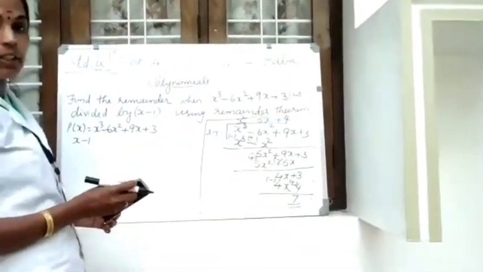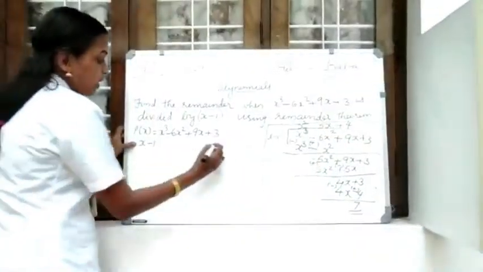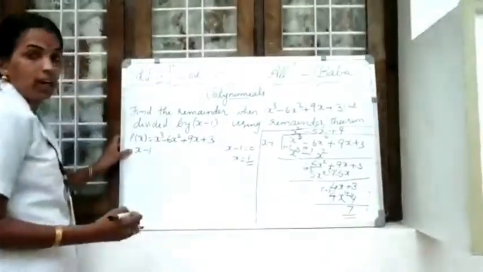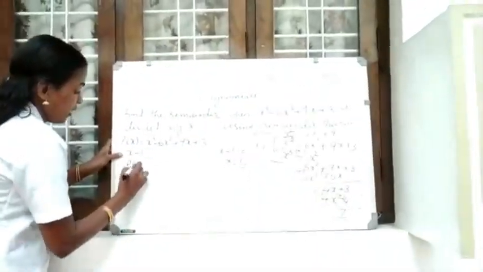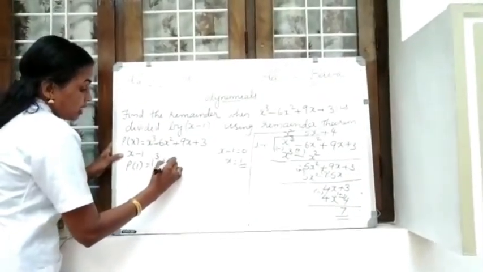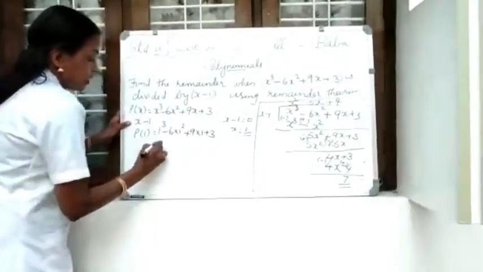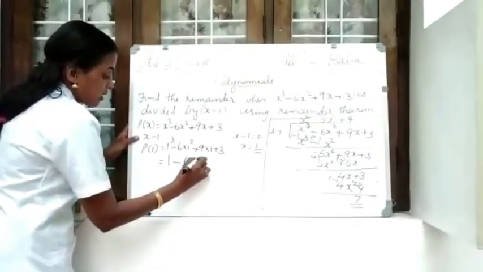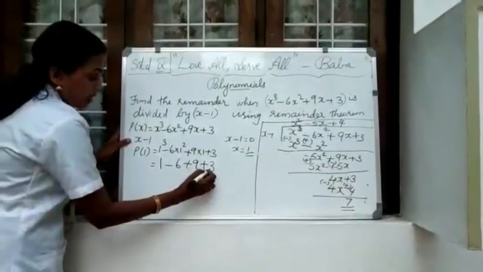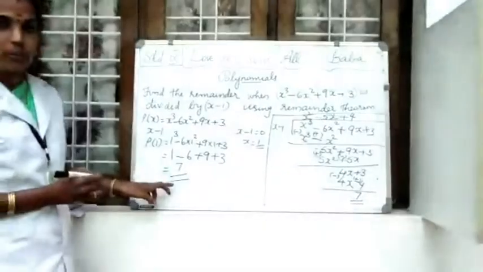Using the remainder theorem, we can find the remainder. Here we are dividing by x minus 1. So x minus 1 equal to 0, x equal to 1. So we have to find P of 1. P of 1 equal to 1 cube minus 6 into 1 square plus 9 into 1 plus 3, which is equal to 1 minus 6 plus 9 plus 3. 1 plus 9, 10. 10 plus 3, 13. 13 minus 6 is 7. So P of 1 equal to 7.